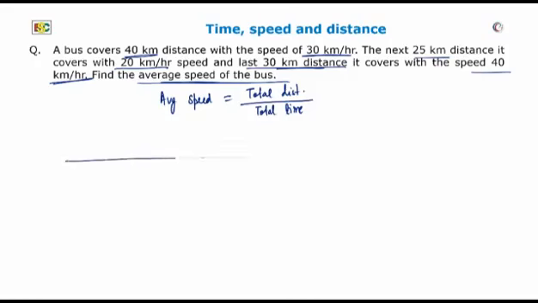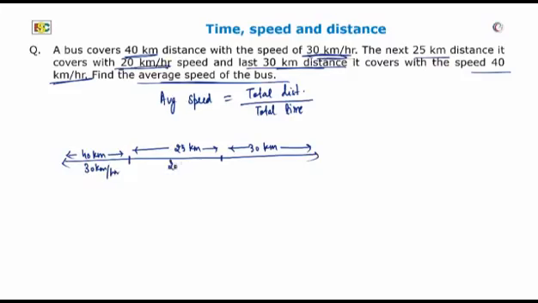Now we know that the first part is of distance equal to 40 km, the second part 25 km, and the third part is equal to 30 km distance. Speeds are also given, that is 30 km per hour for the first part, 20 km per hour for the second part, and 40 km per hour for the third part.